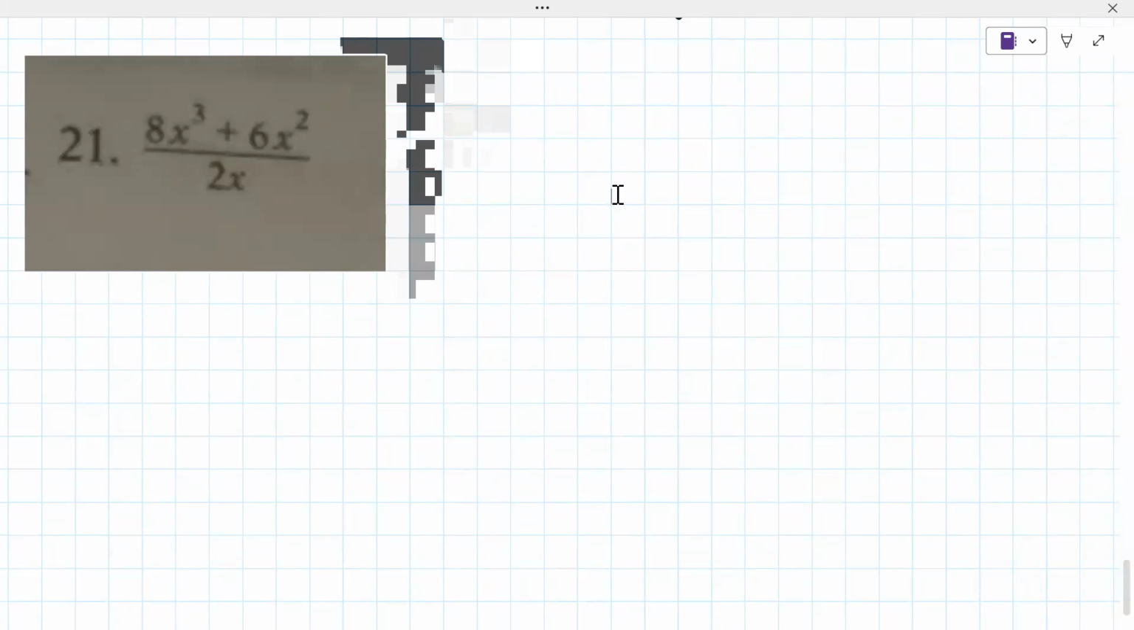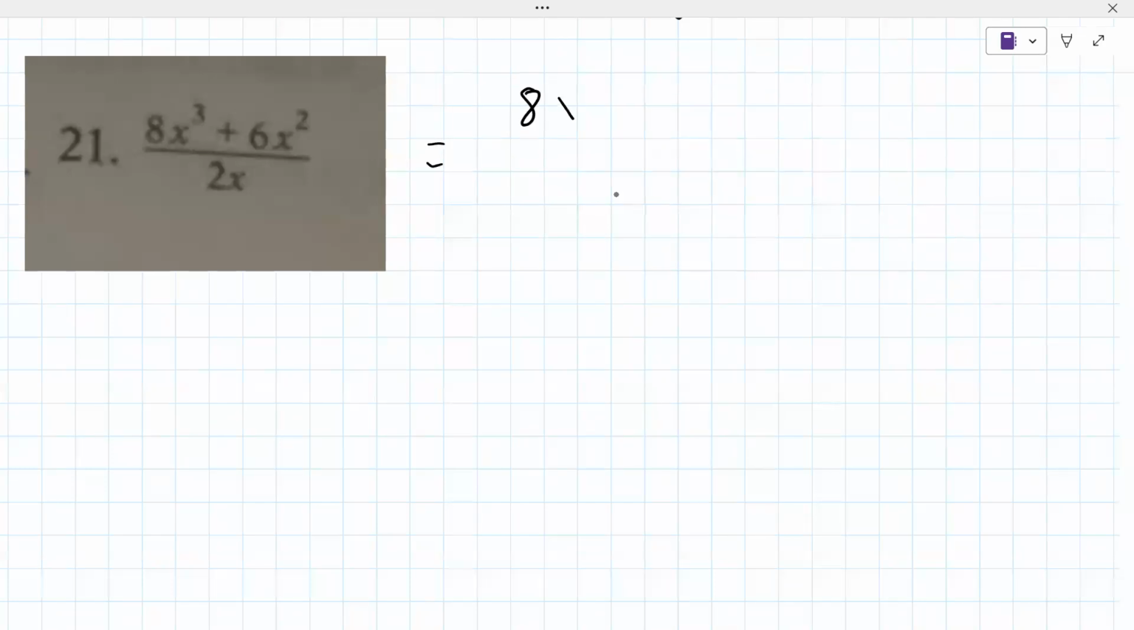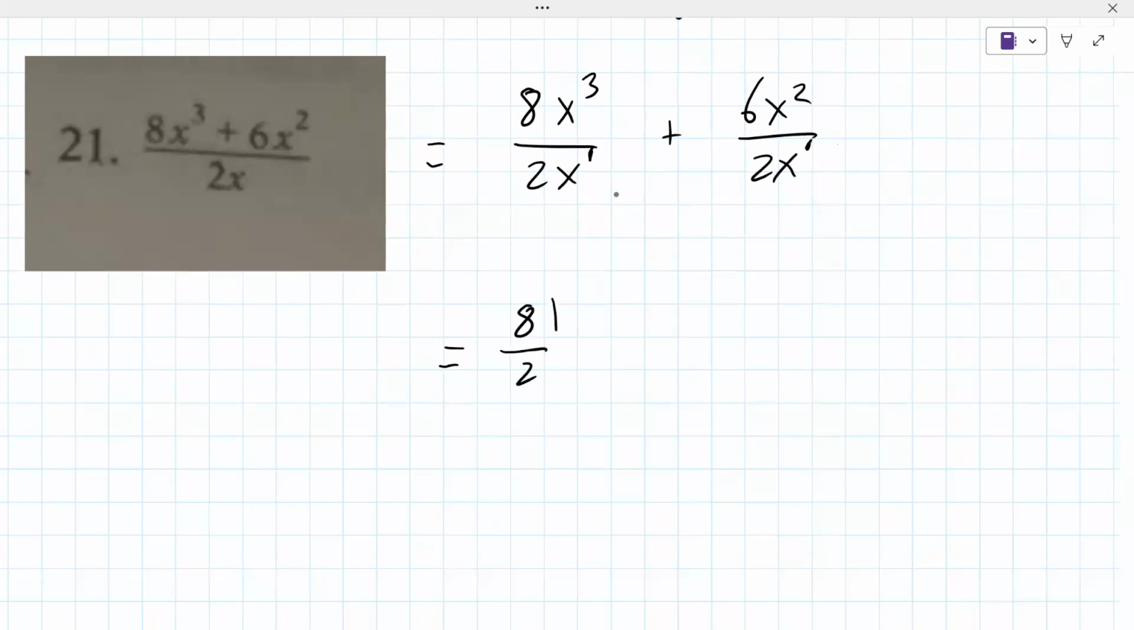Let me know when you're ready to look at that. I am. Okay, all right. So in this one, you're going to divide each of the top terms by 2x. This is a lot like an earlier problem where you're basically dividing 8 and 2, x cubed, x to the 1.